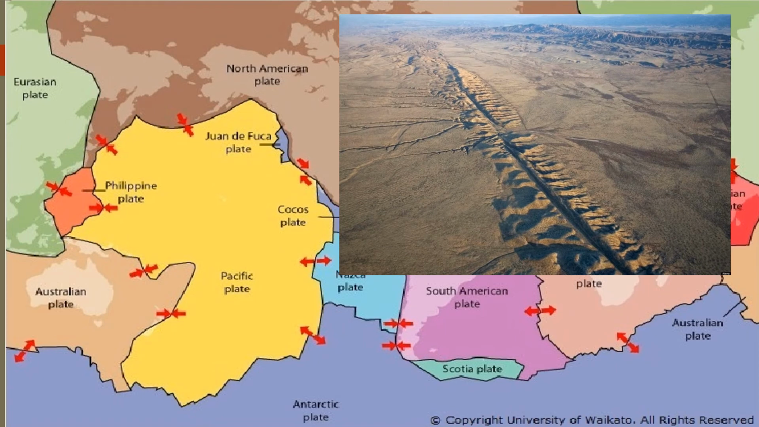The most popular transform plate is the San Andreas Fault. It is between Pacific plate and North American plate. This plate is one of the largest fault in the world, running more than 800 miles.